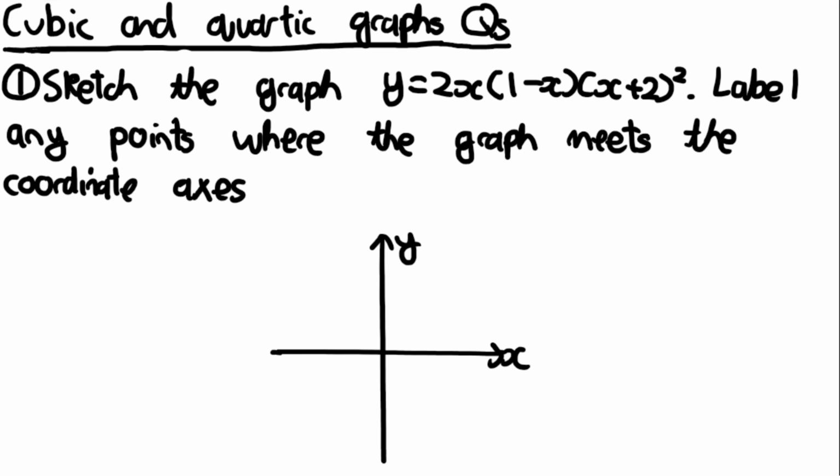Okay, so for the first question, the roots are going to be 0, 1, and minus 2, the minus 2 being a repeated root to the power of 2. So if we do this, we'll put 0 about here, we'll put 1 about here, and minus 2 about here, the minus 2 being the repeated root.